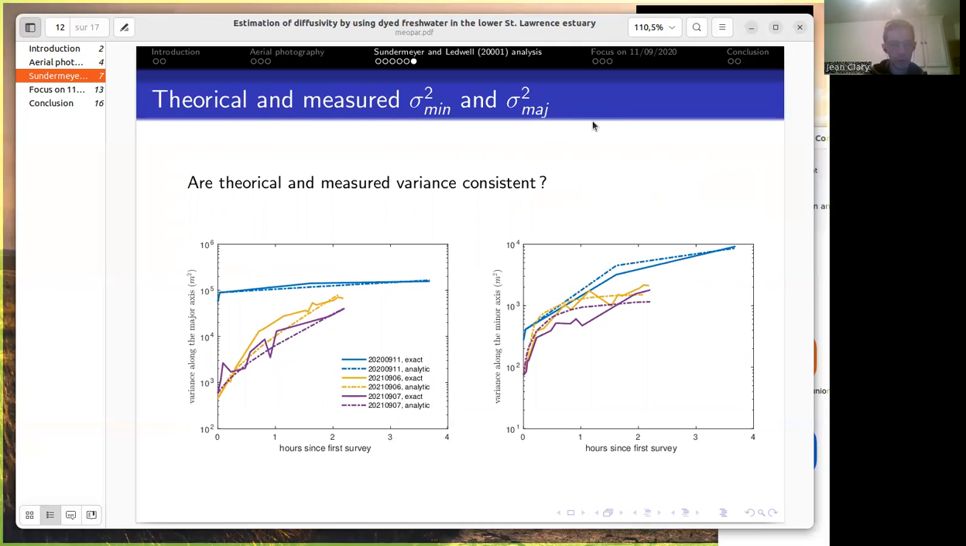This is just to show that our theoretical estimations are in good agreement with the measured variance.